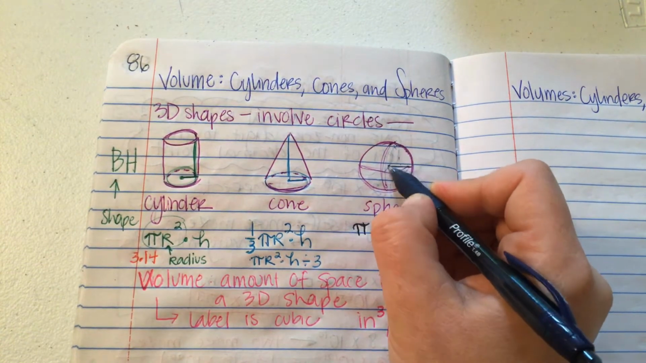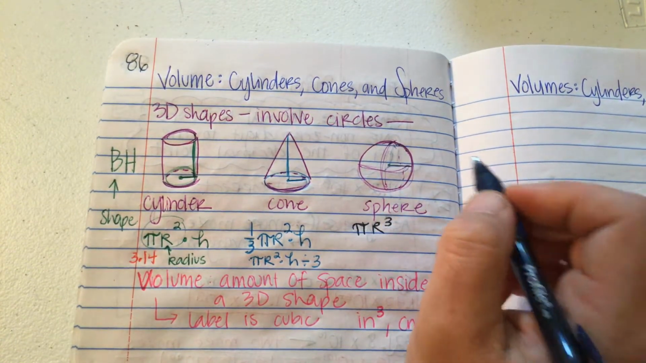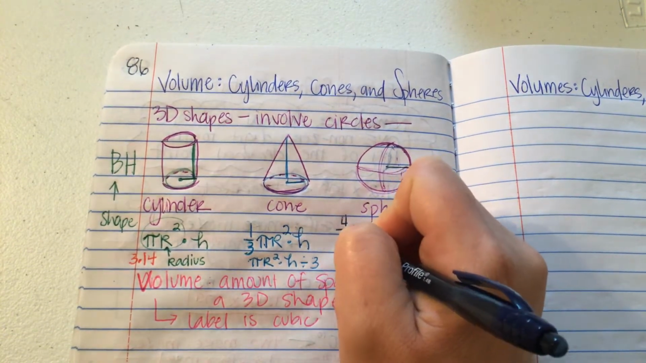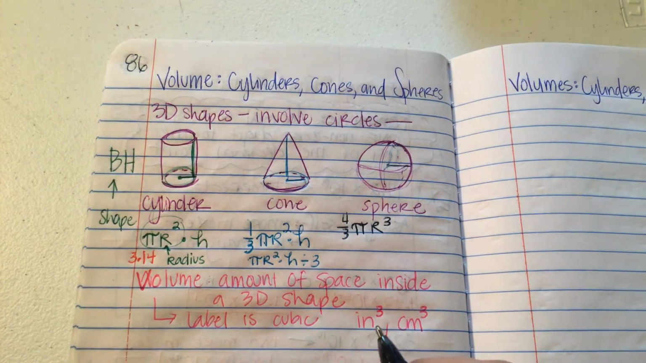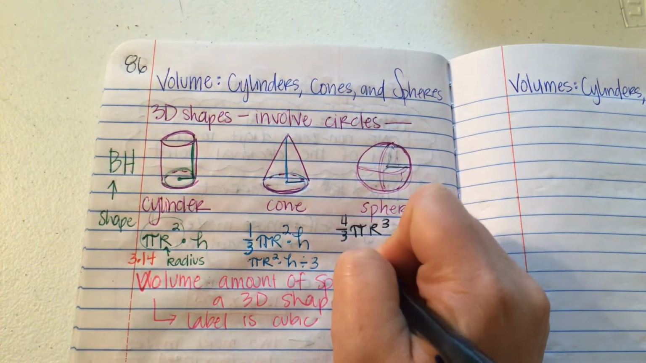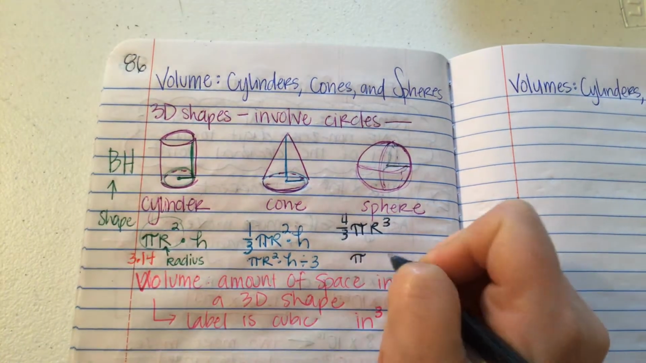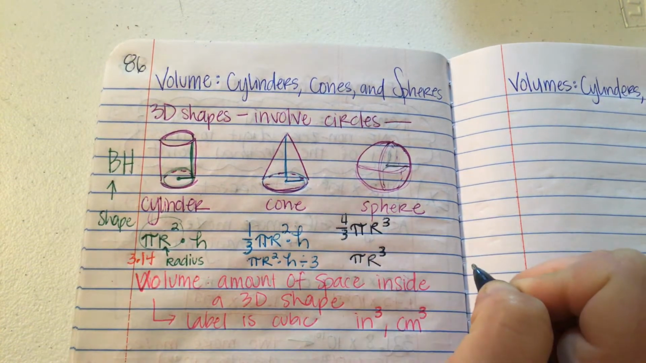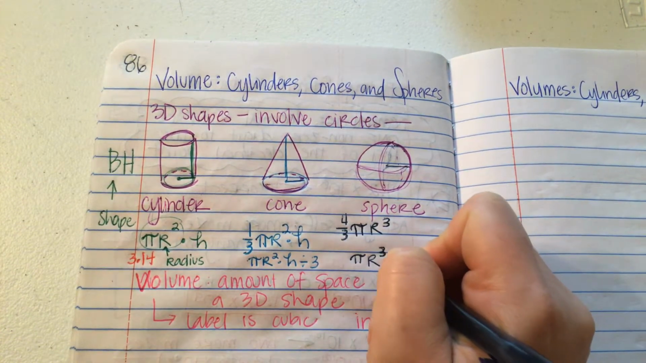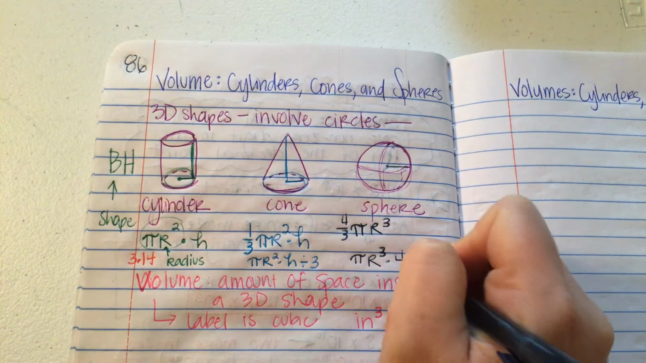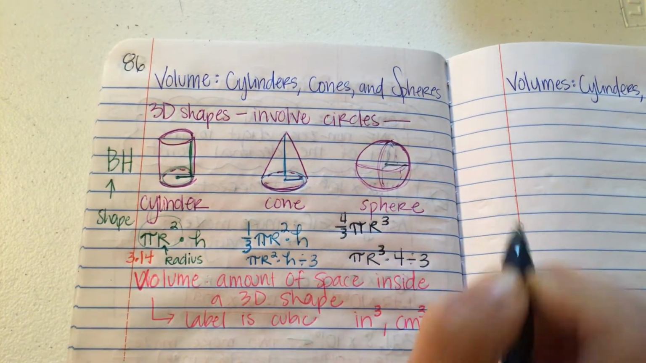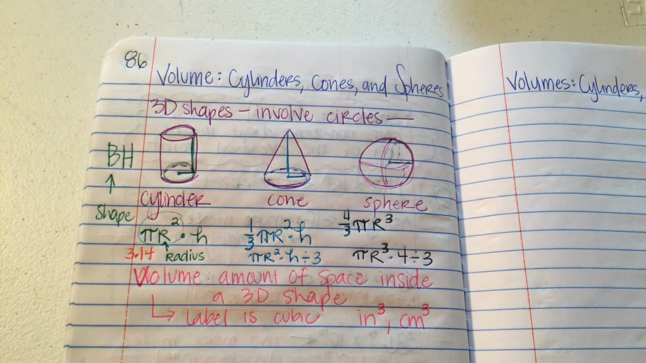A sphere is kind of hard to see. It's kind of hard to imagine all of those dimensions. And it actually has a fraction in front of it too, and it's 4/3. So if you don't have a calculator that has a fraction button, you are going to do pi 3.14 times radius cubed, which is 3 times. And then you're going to multiply by 4 and divide by 3. So this is the formula if you do not have a fraction button on your calculator.